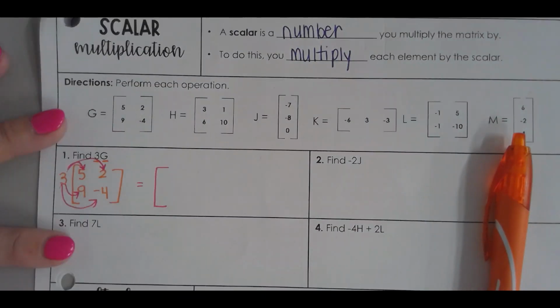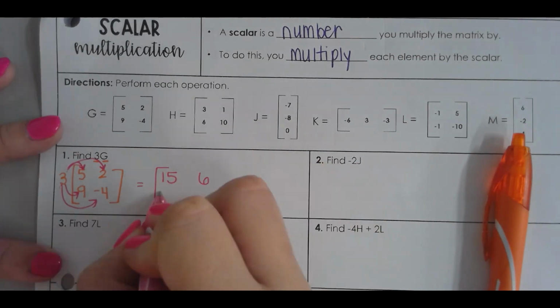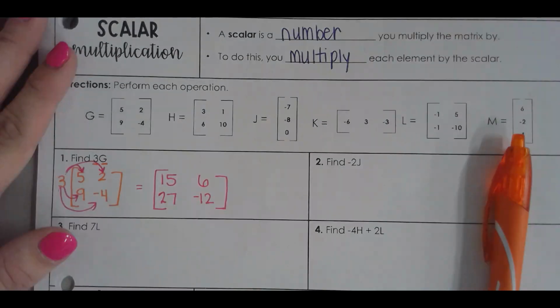So what is 3 times 5? 15. 3 times 2? 6. 3 times 9? 27. And 3 times negative 4? Negative 12. Good. Not bad.